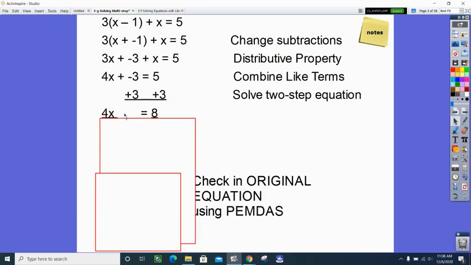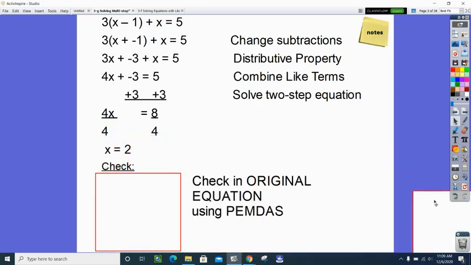Okay, now the final step is that there is the invisible dot. There's 4 times x. Now this 4 is going to the opposite side. I need it away from the x. So I'm going to do the opposite operation, which is to divide by 4, and 8 divided by 4 is 2.